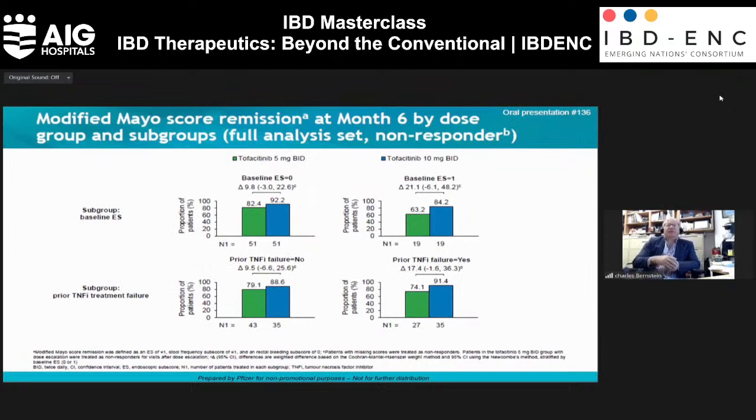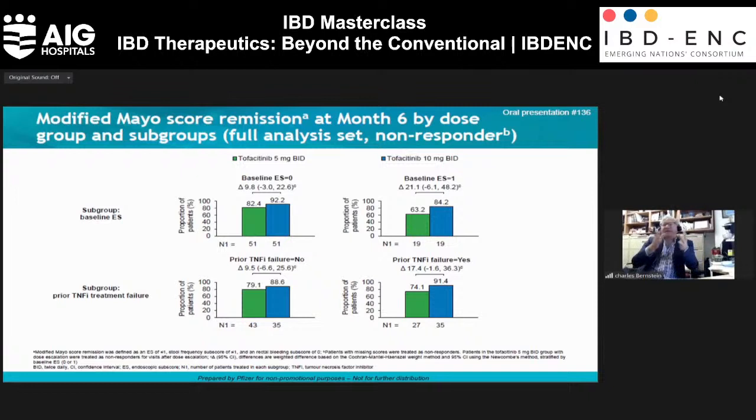This was a subgroup that entered into the extension study with a 0 score for the endoscopy, which you can see the differences weren't as great. If patients entered into the extension study with a score of 1, having some granularity, 1 and 0 are quite different on the Mayo score.